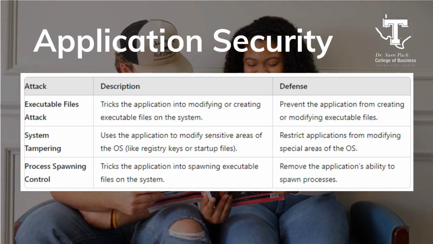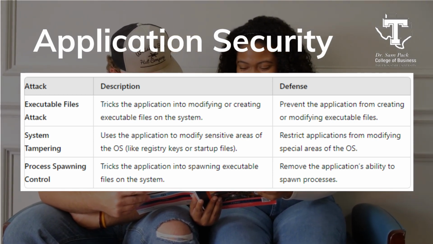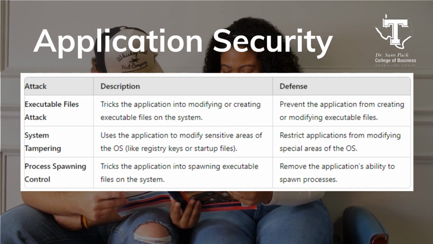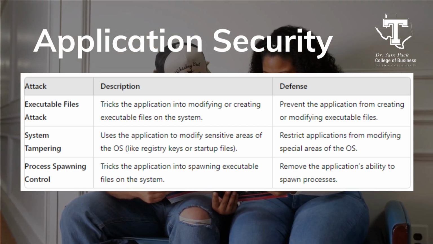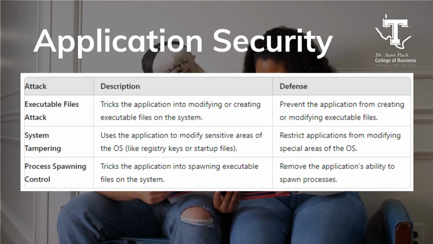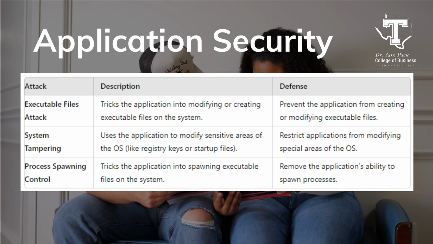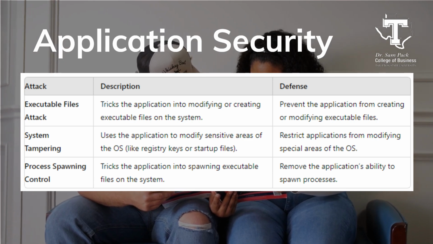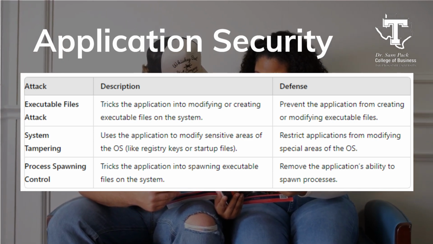Next is system tampering. This involves using a vulnerable application to alter sensitive parts of the operating system, like registry keys or system startup files. The best defense is to prevent applications from making changes to these critical areas of the OS.